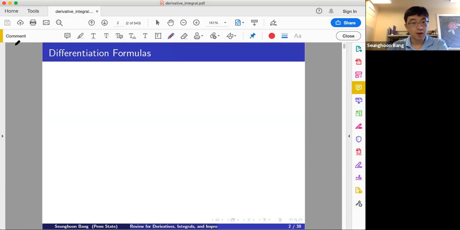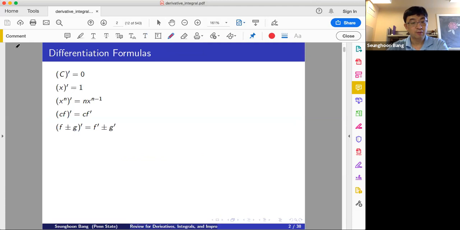You need to memorize these differentiation formulas. The constant prime is 0. The x prime is 1. The x to the n prime is n times x to the n minus 1. The c times the function f prime is take out c times f prime. F plus minus g prime is f prime plus minus g prime.